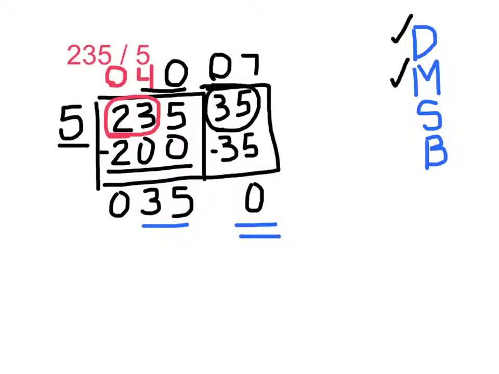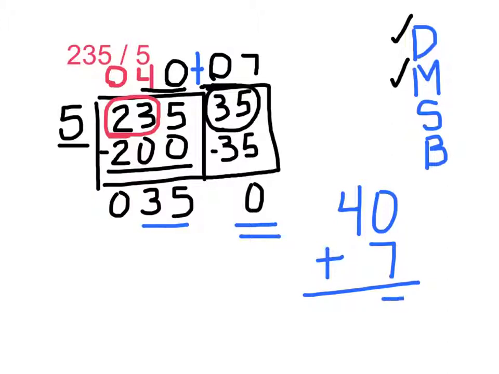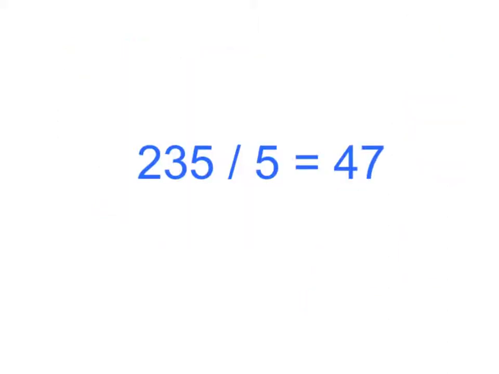Now, we're not quite done yet. We're almost done. The last step in this model is you have to add together your numbers at the top. So in this case, we're going to add together 40 plus 7, which is going to give us 47. There we have it, our first problem. 235 divided by 5 equals 47. Let's go ahead and try another problem.